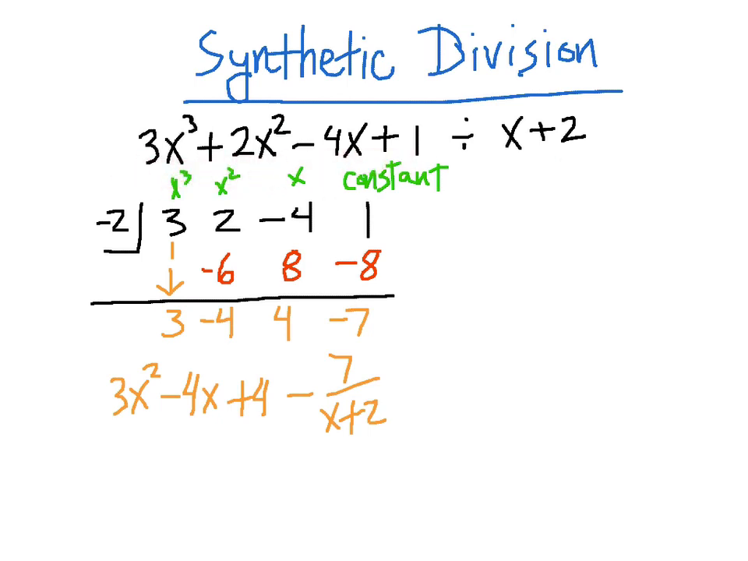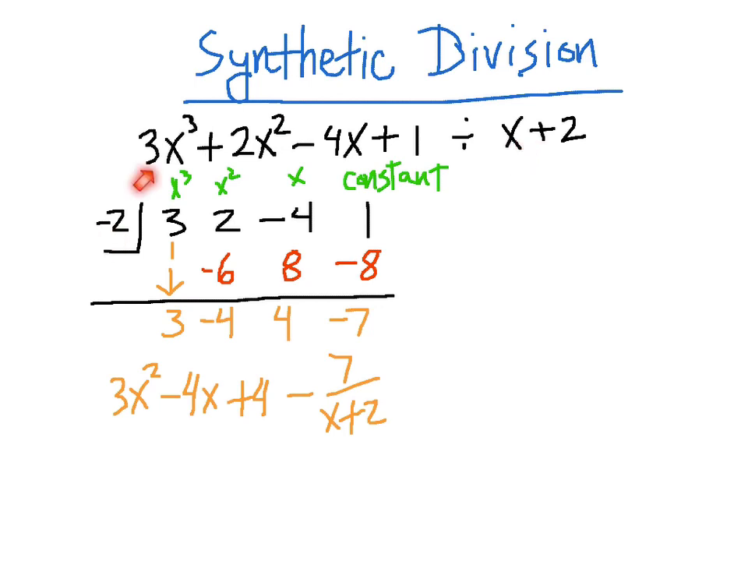We just have to make sure that we're in descending order of power. If we don't have a descending order of power, we put 0 in its place, which we'll see in the next example. So here's the setup. We take what makes this a 0. If I put negative 2 in for x, that makes this 0. So I put negative 2 here.